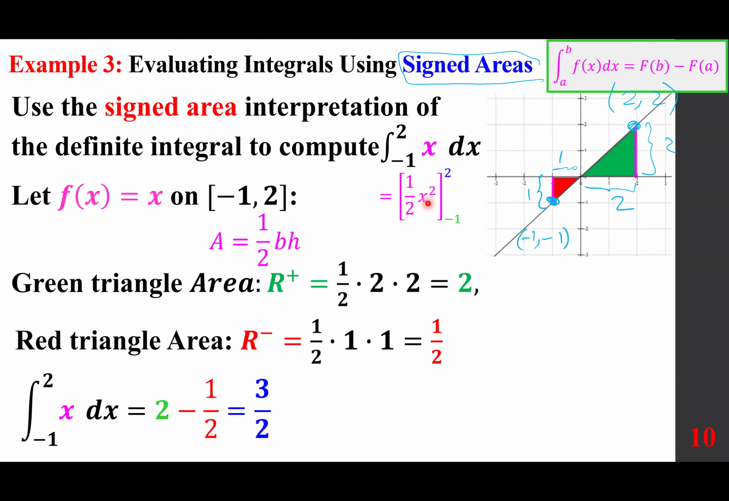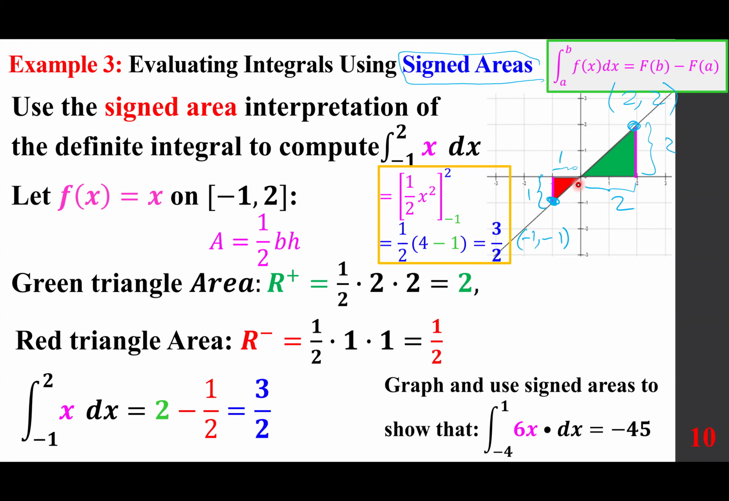So you plug in 2, you get 4. You plug in -1, you get 1. 4 minus 1 is 3 times 1/2. So 2 gives you 4, -1 gives you 1. The difference is 3, and the final answer is 3/2. And that's exactly what we have right here. The difference is this will always work. This one, if you don't have a geometric shape that you know the formula for, it won't.